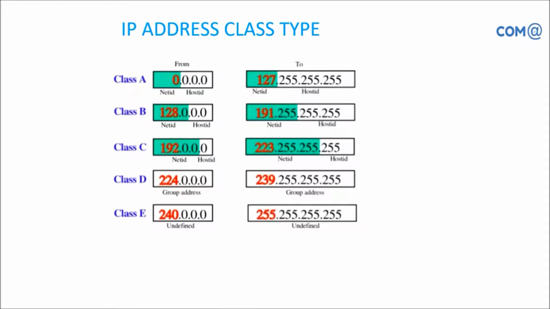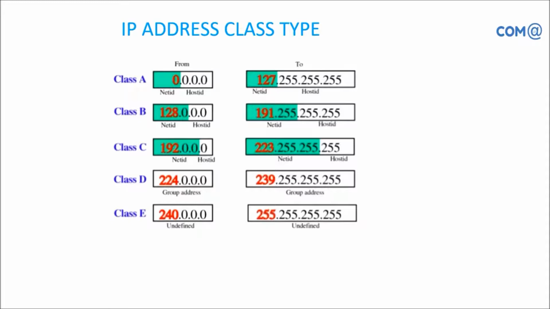So 2 power 24, that many hosts we can use. Three octets, right? 3 times 8, 24. So 2 power 24 hosts we can have for one network, and in the same way 2 power 8, 256 or 255, that many networks we can have for a particular class A network.